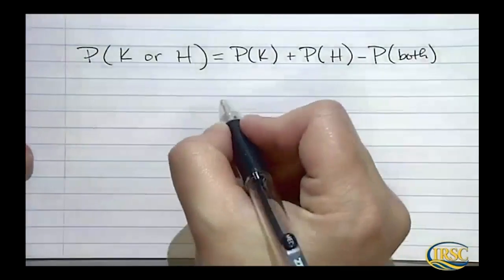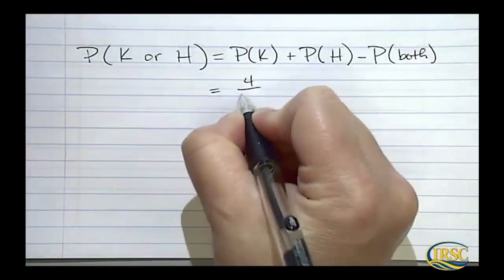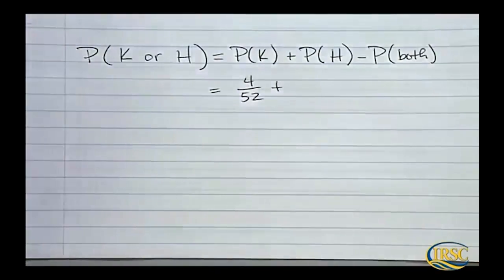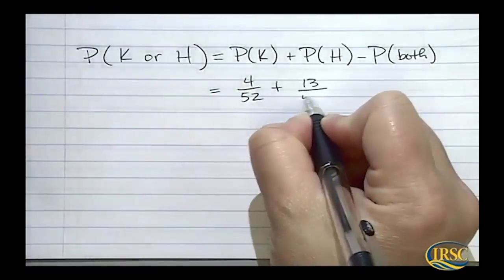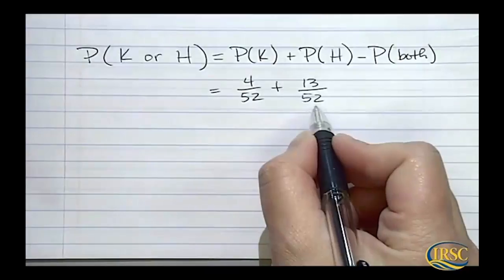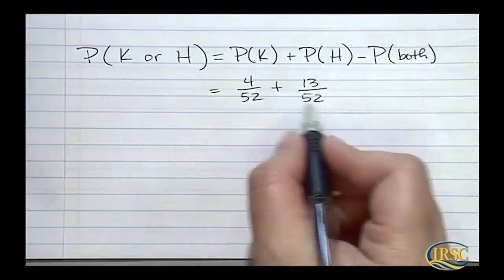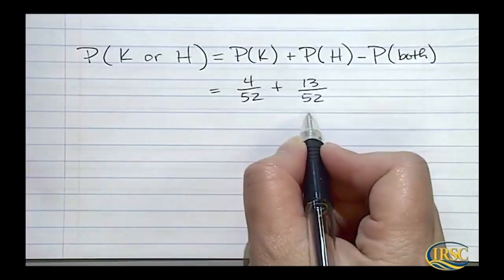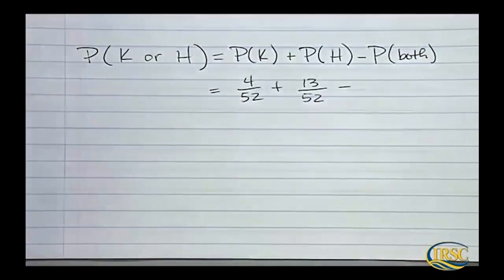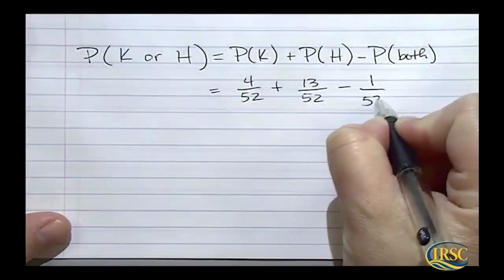All right, we already discussed that the probability of a king is 4 out of 52. What's the probability of a heart? Okay, 13 out of 52. And this time it's really helpful to keep that as a denominator of 52, because remember, you're adding and you need a common denominator. Okay, so minus the probability of both. How many cards are both a king and a heart? Just one. The king of hearts is the only one that's a king and a heart at the same time. So 1 out of 52.